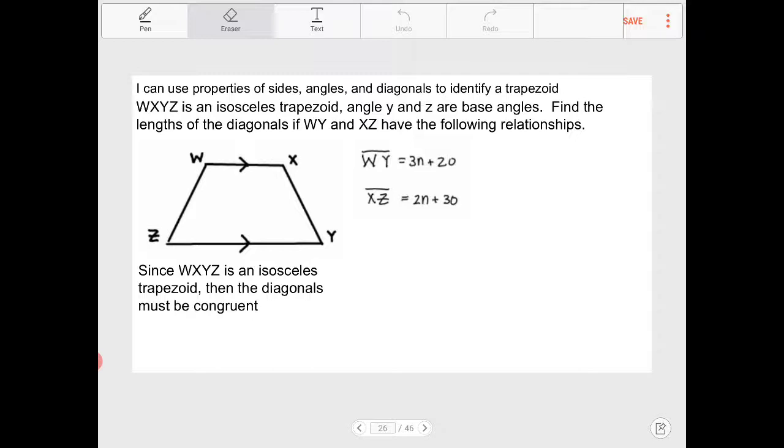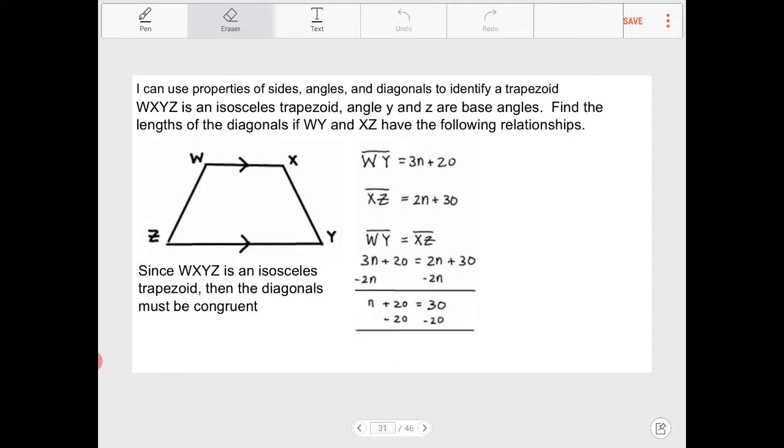Because this is an isosceles trapezoid, and you're given information about the diagonals, we can equate the two expressions describing the length of the diagonals. So we can say WY is equal to XZ, so 3n plus 20 is equal to 2n plus 30. Subtracting both sides by 2n, and subtracting both sides by 20, I end up with n is equal to 10. And if n is equal to 10, I can figure out what WY is, as well as XZ. They will equal 50 units apiece.